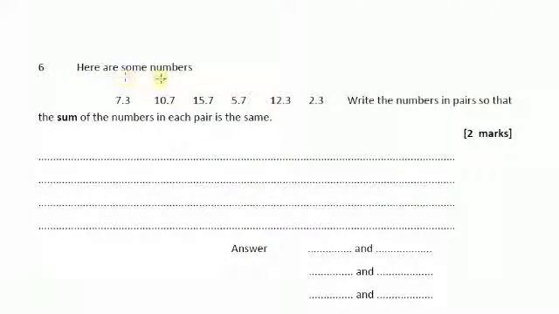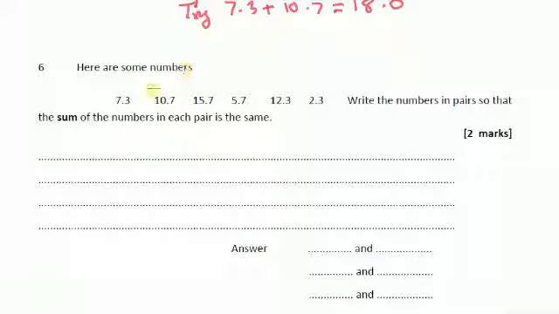Here are some numbers. Write the numbers in pairs so that the sum of the numbers in each pair is the same. So we've got to find 2 numbers, see what they add up to. Let's try the first 2, just see what they come to. 7.3 plus 10.7. So 7 plus 10 is 17.3, and 0.7 is another 1. That makes 18.0 altogether. So that's those 2.